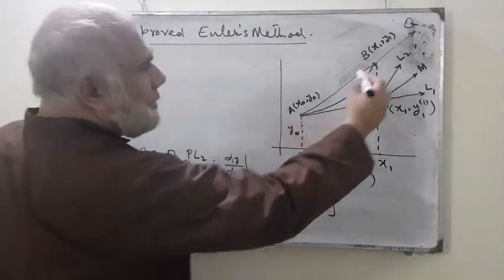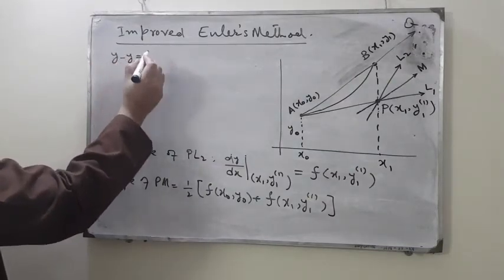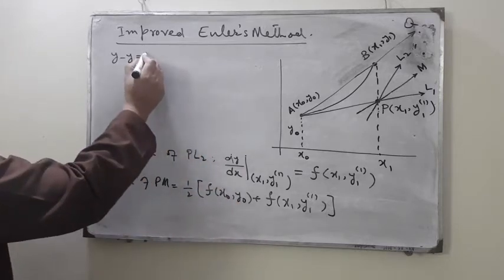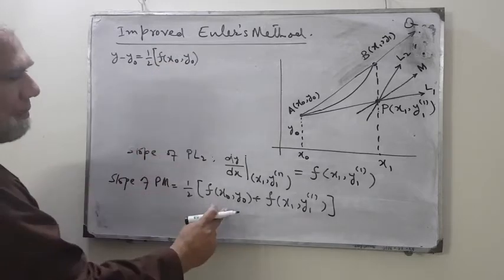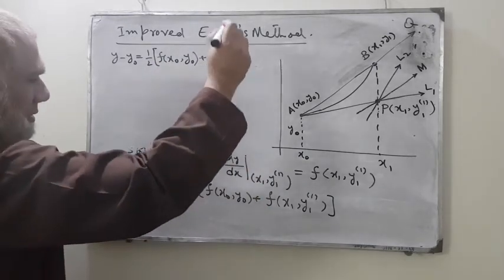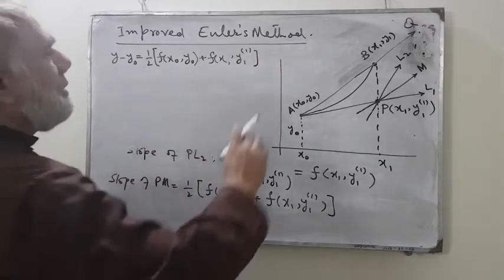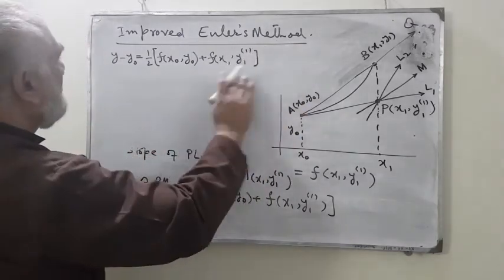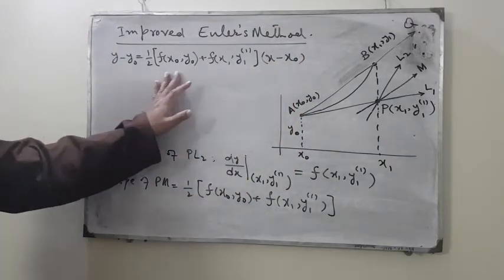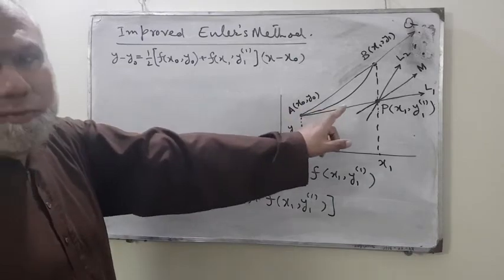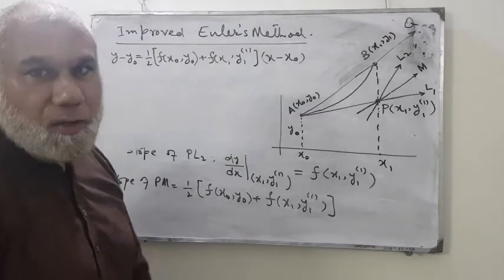I am writing the equation of ABQ. The equation of ABQ will be y minus y0 equals the slope, this is your slope, 1/2 times f of x0, y0 plus f of x1 and y1,1, along with x minus x0. So this is the equation of the line ABQ, which is approximating the solution curve, and we are approximating because we are looking for the value of y1.